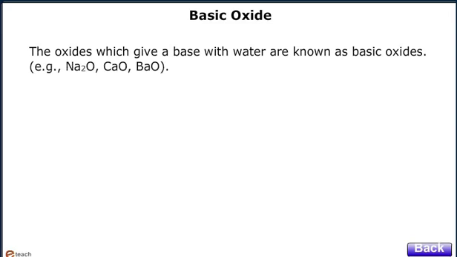Basic oxide. The oxides which give a base with water are known as basic oxides. For example, Na2O, CaO, and BaO. Consider the reaction CaO plus H2O gives Ca(OH)2.